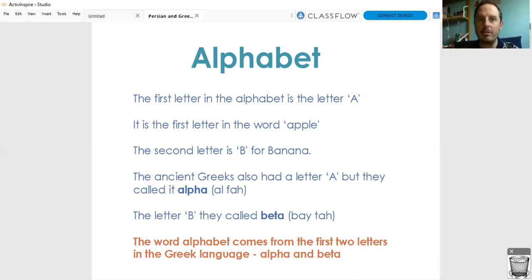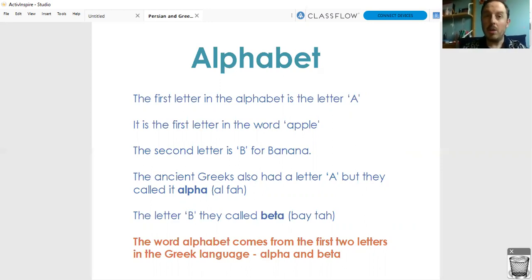So the first letter in the Greek alphabet, alpha. The second letter in the Greek alphabet, beta. Alpha, beta. The word alphabet comes from those first two letters in the Greek language. Isn't that an interesting fact?